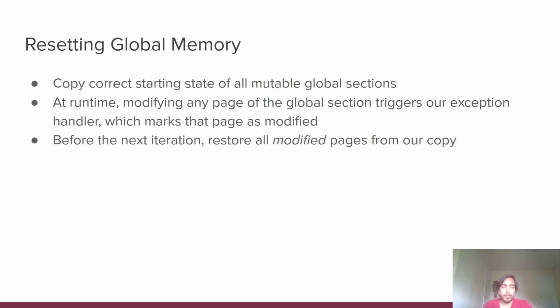So in order to reset global memory, we copy the correct starting state for all mutable global sections. That is, we look at the BSS section and the data section of the binary, and copy all the pages from the sections that are mutable. At runtime, modifying any page in the global section triggers our exception handler, which marks that page as modified. We install a guard page handler on such sections, and whenever any byte in that page is modified, it triggers the guard page handler, which notifies us that this page has been modified. And before the next iteration, we restore all the modified pages from our copy.